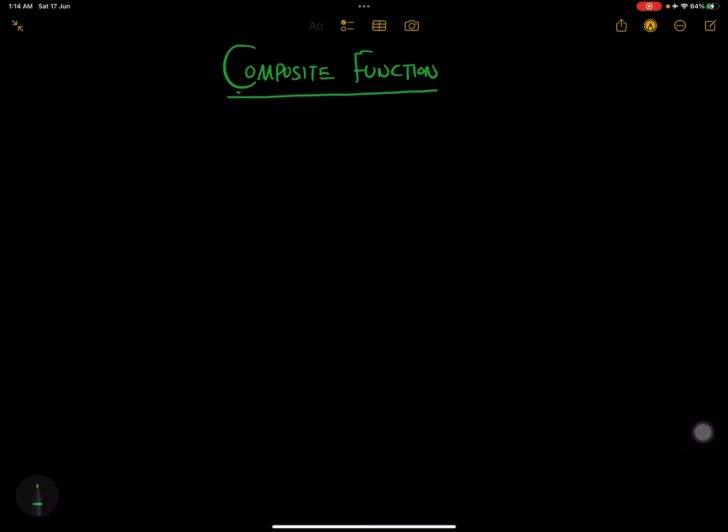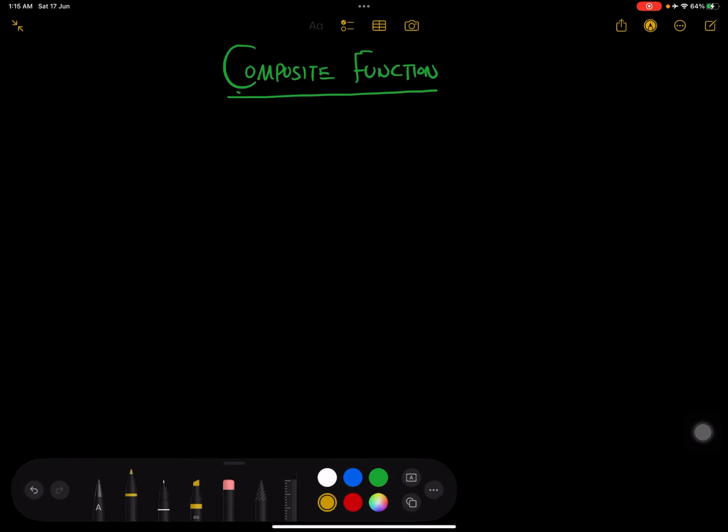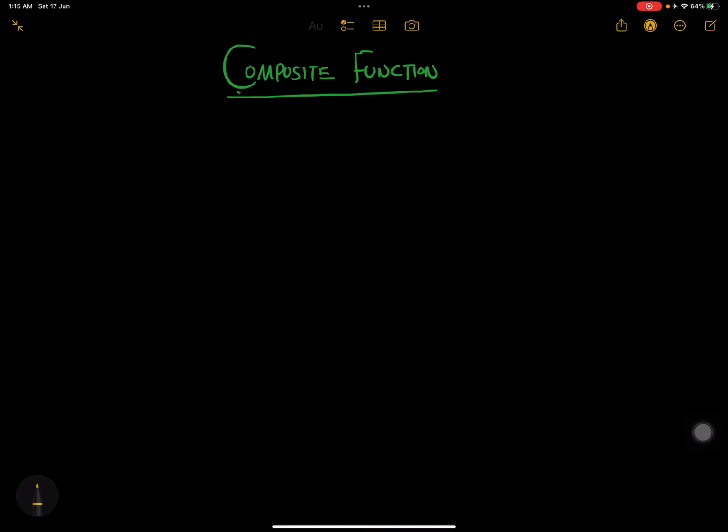Today, we are going to study composite functions. What are composite functions? Composite functions are basically one or more functions coming together. You have one or more functions that are trying to come together, so it is the coming together of two or more functions when we put them together.